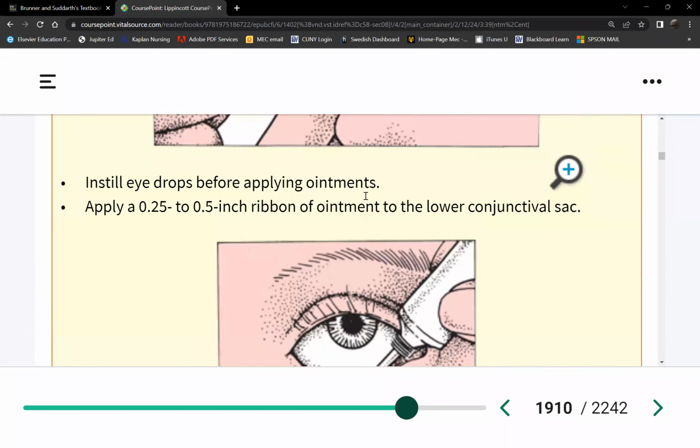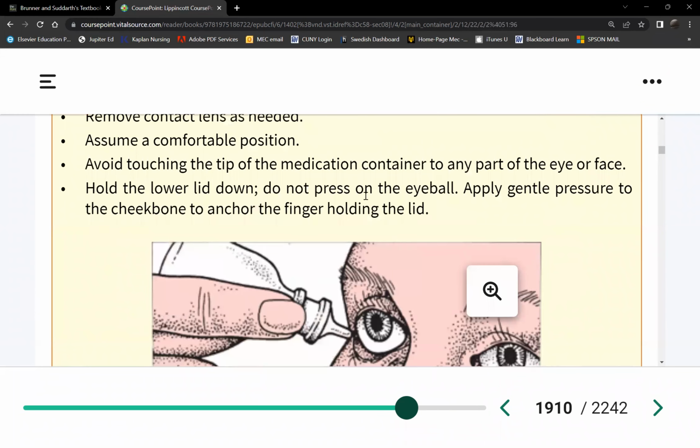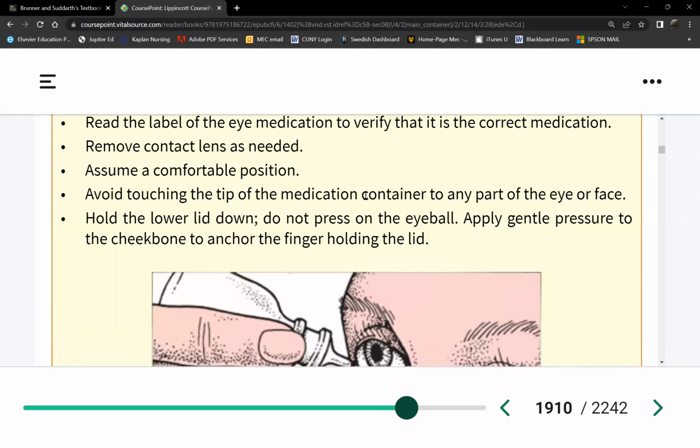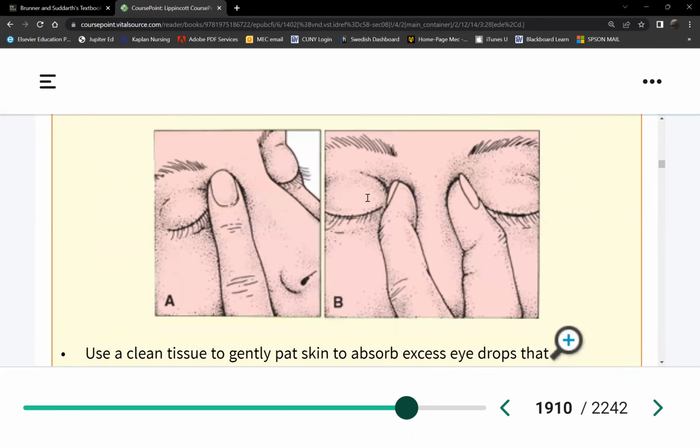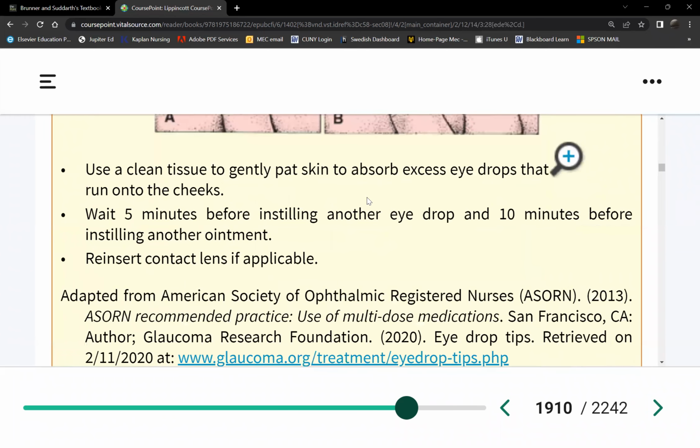Now, after the instillation of eye drops, what do you do again? Hold the... Okay, so here, we call that the punctum. Punctum or inner canthus. There's no need to do that if it's an ointment, because, of course, the ointment won't run, right? It'll just stay wherever you put it.